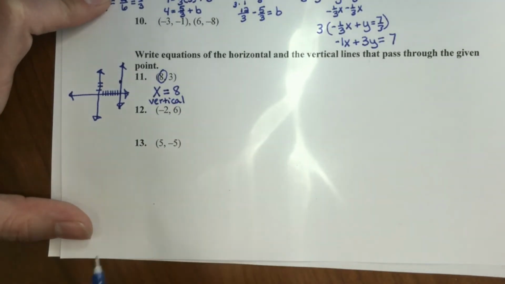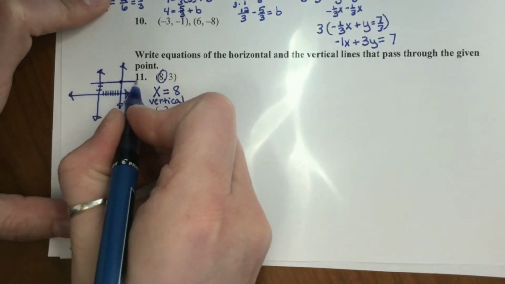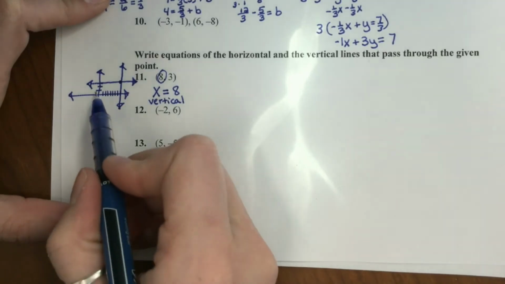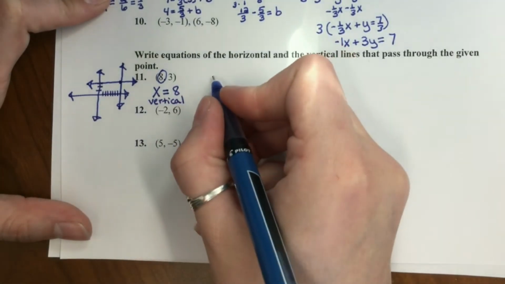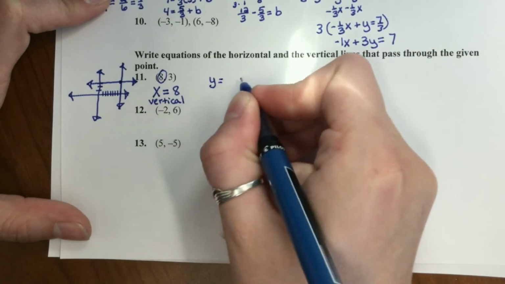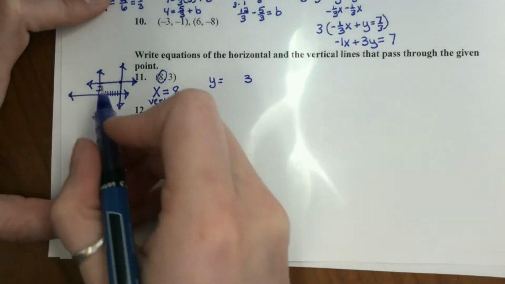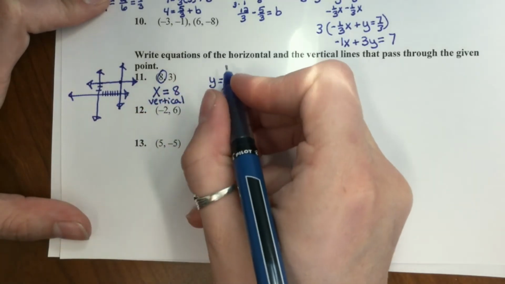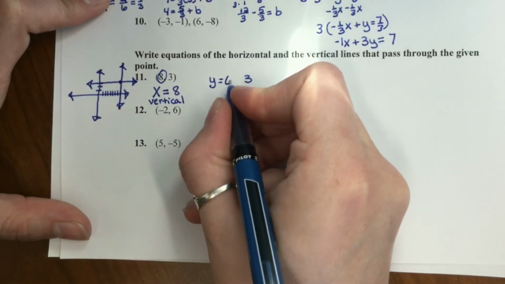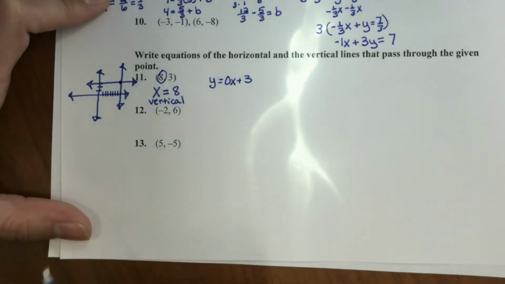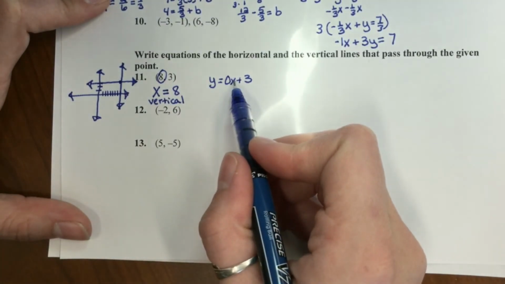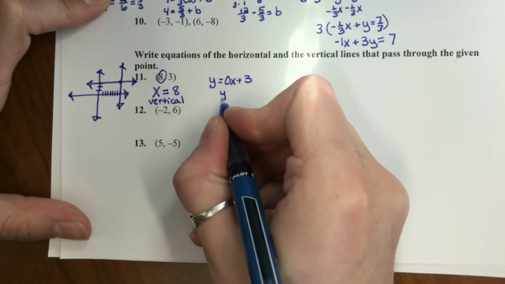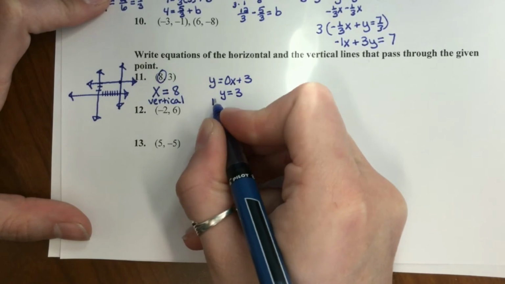Okay. If I want the horizontal line, what does my y-intercept need to be? 1, 2, 3. Okay, so y equals 3. What does my slope need to be? Up 0, forward 8. So 0 over 8 is 0. Okay, what is 0 times x? Nothing, right? So 0 plus 3 is 3, so y equals 3 is my horizontal.